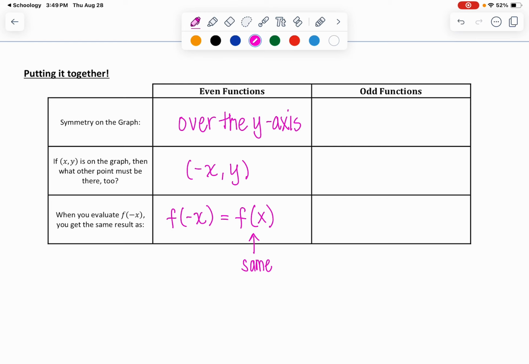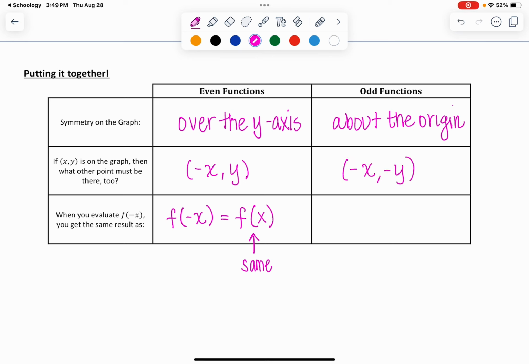Odd functions, as a reminder, have symmetry about the origin. And then if (x, y) is on the graph, we also know that (-x, -y) is on the graph. When we're trying to evaluate and see if the function's even or odd, we start with the same process of plugging in negative x. After we plug in negative x and simplify, if we get the opposite of what we started with, then the function is odd. So if we get the same thing, we're even. If you get the opposite, it's odd.